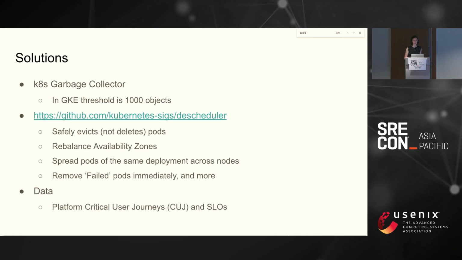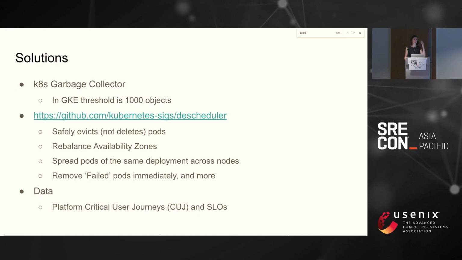So what are the solutions? Kubernetes provides a garbage collector. Unfortunately, the threshold for it is configurable in upstream Kubernetes, but in GKE it is hard-coded, and we have 1,000 objects. That's quite a lot. So we looked into deploying something called the descheduler. This is quite a helpful tool, not only for spot instances, but especially for clusters that run on spot instances.